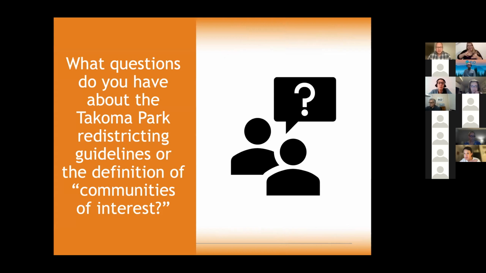I'm going to pause here. I've given you a lot of information, so I'm going to see what questions you have about the Takoma Park redistricting guidelines, the 7 guidelines I just reviewed, or the 17 definition of communities of interest. So this would be a time where you can raise your hand or chat in your question, and we'll take some time to address those questions right now.